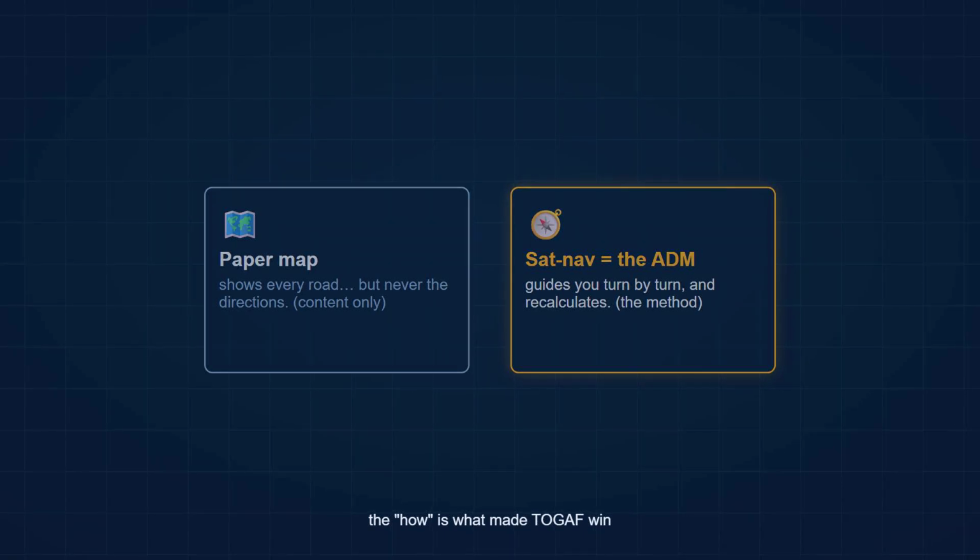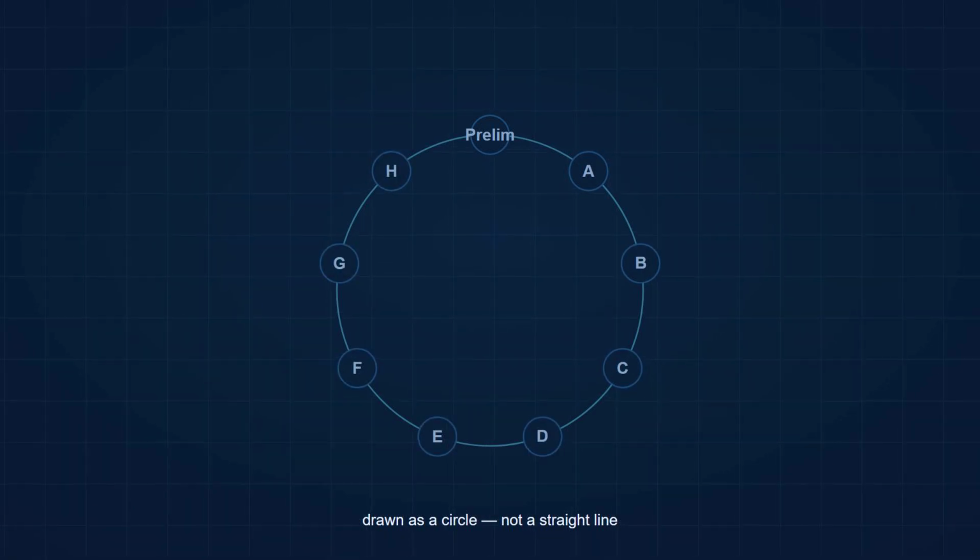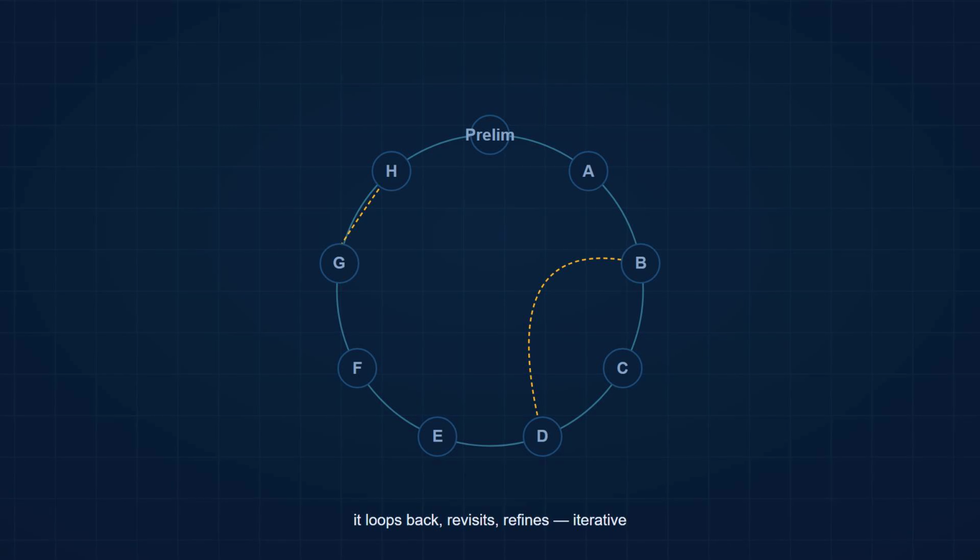Now here's the most important thing to notice. The ADM is drawn as a circle, not a straight line. Older versions had arrows marching one way around it, and everyone read it like a waterfall. Do step 1, then 2, then 3, and never look back. So they took the arrows away. Because real architecture isn't a one-way march. Like a good sat-nav, the ADM constantly recalculates. You loop back, revisit, and refine as the world shifts around you. It's built to be iterative.